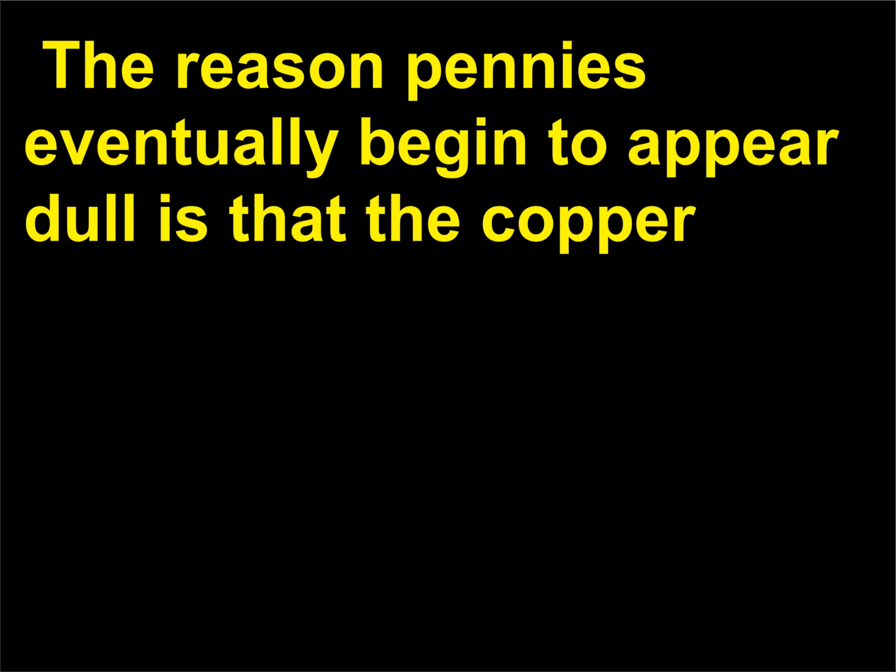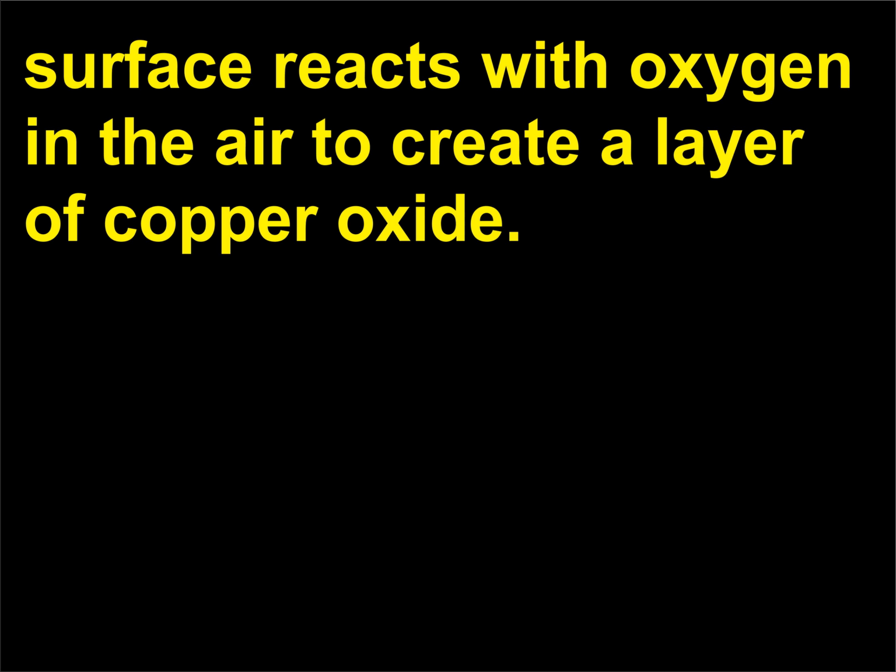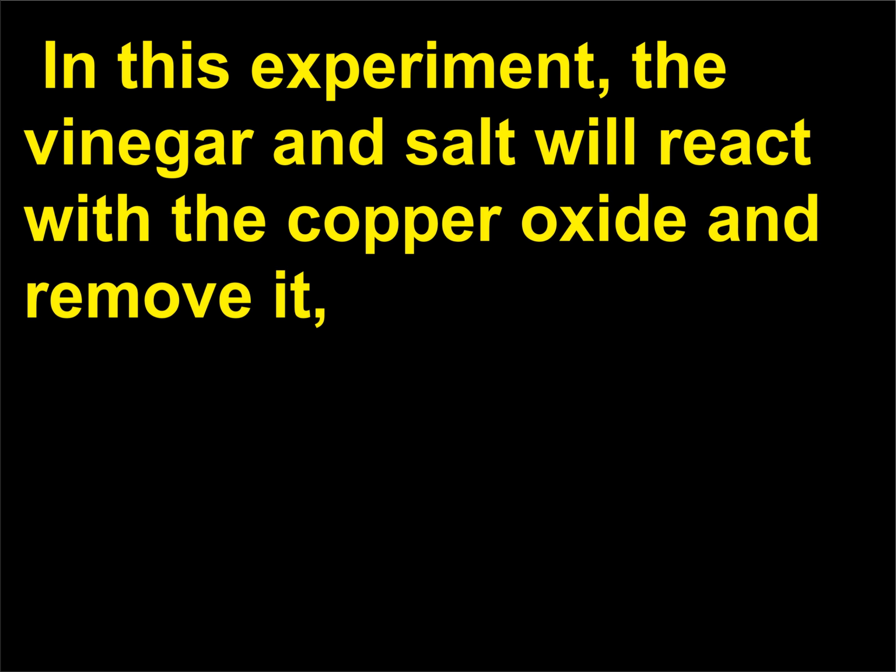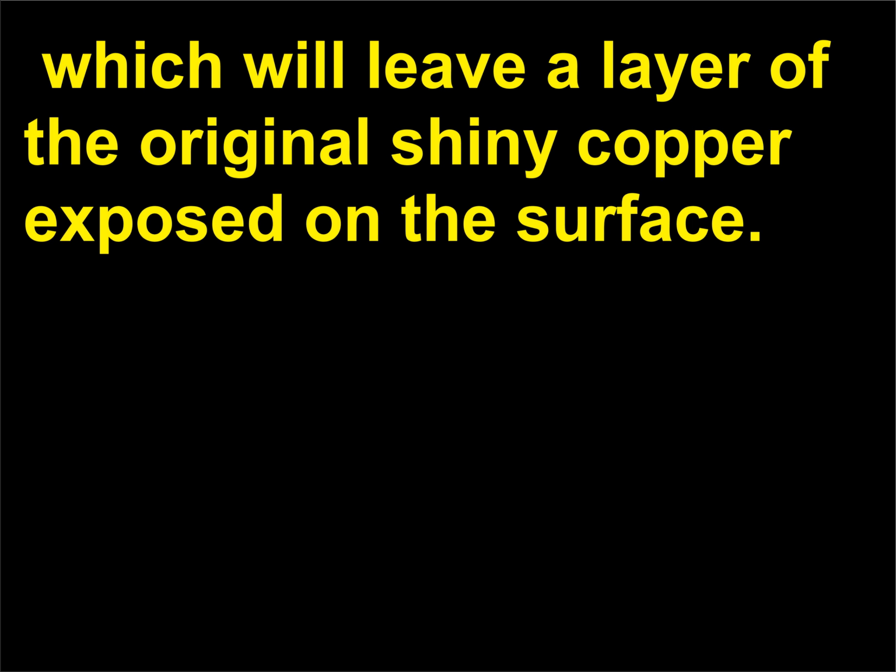The reason pennies eventually begin to appear dull is that the copper surface reacts with oxygen in the air to create a layer of copper oxide. In this experiment, the vinegar and salt will react with the copper oxide and remove it, which will leave a layer of the original shiny copper exposed on the surface.